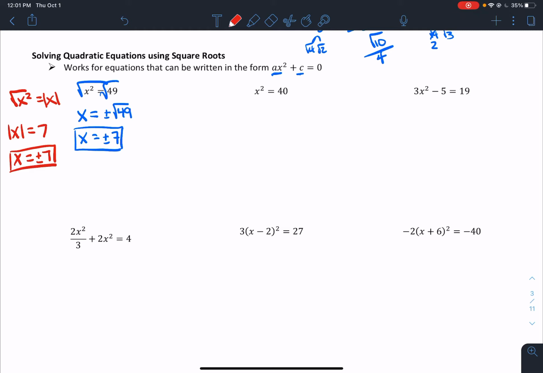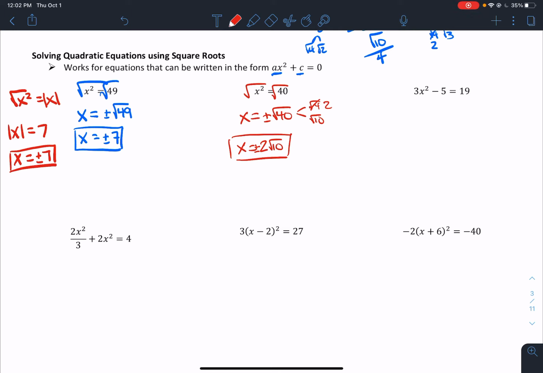Okay, so x squared equals 40. Well, again, it's isolated already, so I can square root both sides, and I get x equals plus or minus radical 40. 4, 10, square root of 4 is 2. X equals plus or minus 2 radical 10.